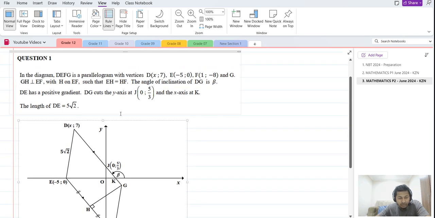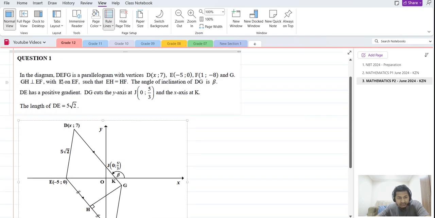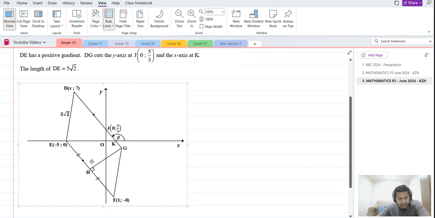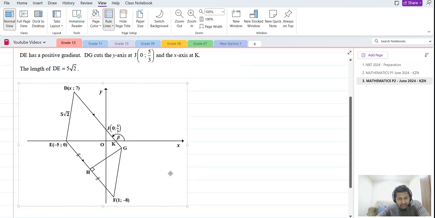GH is parallel to EF. Basically most of the information is given. H is on EF. EH equals HF, so that makes H the midpoint. The angle of inclination of the line DG is beta. DE has a positive gradient, of course, because you can see the line is upward sloping.